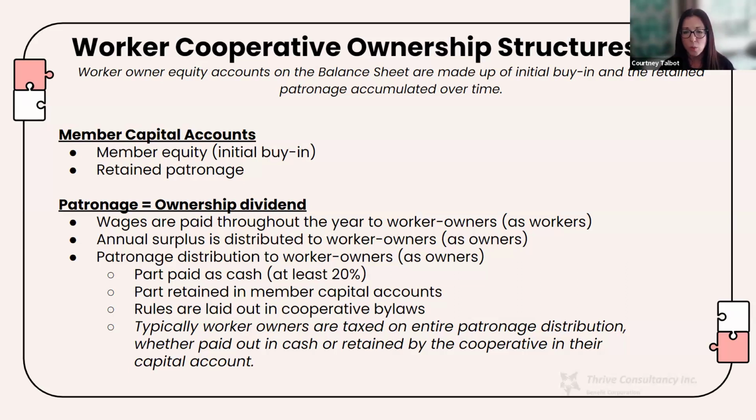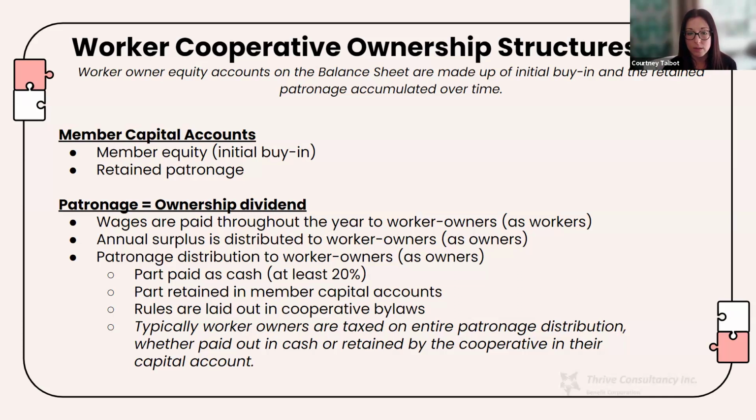So how this works is that wages are paid throughout the year to worker-owners as workers. They work, they get paid. But then at the end of the year, if there is a surplus, and we'll talk about that in a minute, it is distributed to worker-owners as the owners of the business. So patronage distribution to worker-owners, part of it, minimum 20% per the IRS, must be paid in cash. We'll discuss this in a minute.